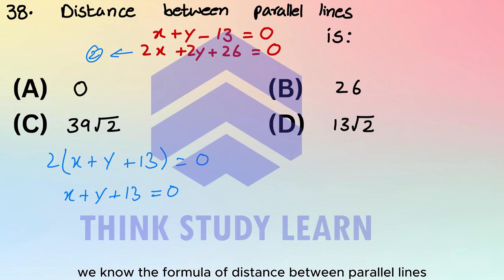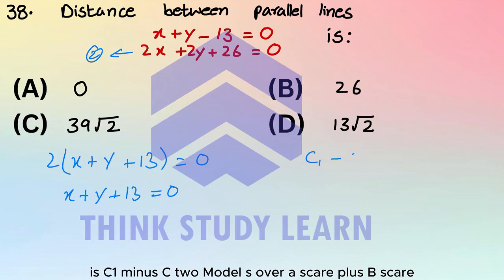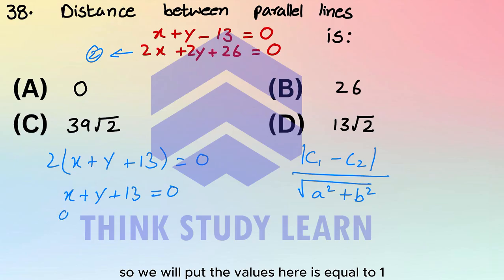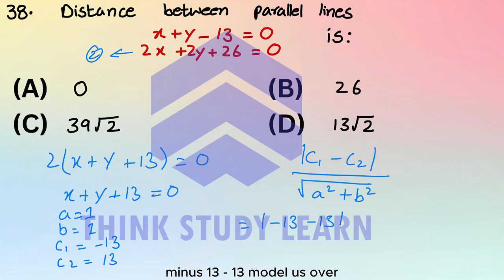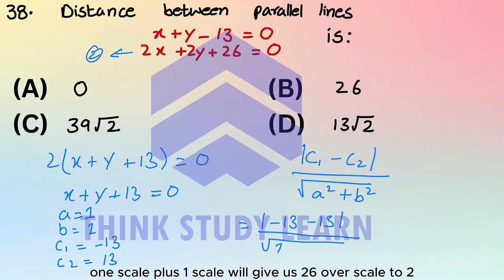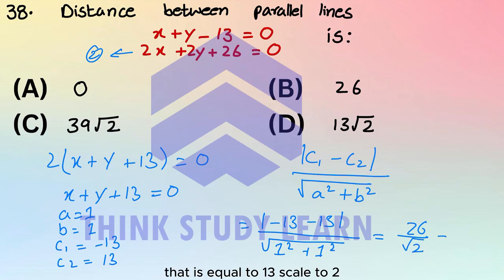Now we know the formula of distance between parallel lines is modulus of c1 minus c2 over square root of a square plus b square. So we will put the values here. A is equal to 1, b is equal to also 1, and c1 is equal to minus 13, c2 is equal to 13. So putting values here, modulus of minus 13 over square root of 1 square plus 1 square will give us 26 over square root 2, that is equal to 13 square root 2. D option is the right answer.